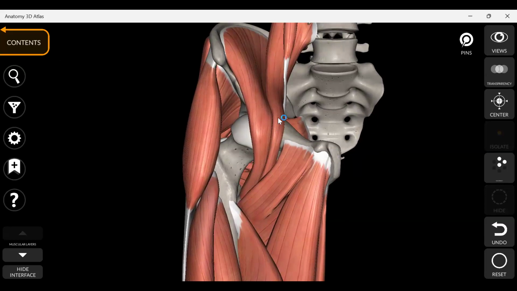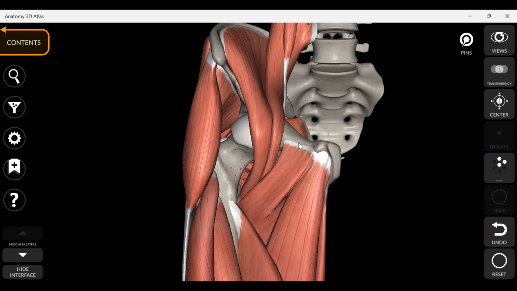And rectus femoris, where it attaches, the lower attachment, I forgot to say, but can anyone tell what is the lower attachment of the rectus femoris? I'll be happy if you can say. Where does it attach? Patella. Upper border of the patella. Yes, very good. It attaches to the upper part of the patella.